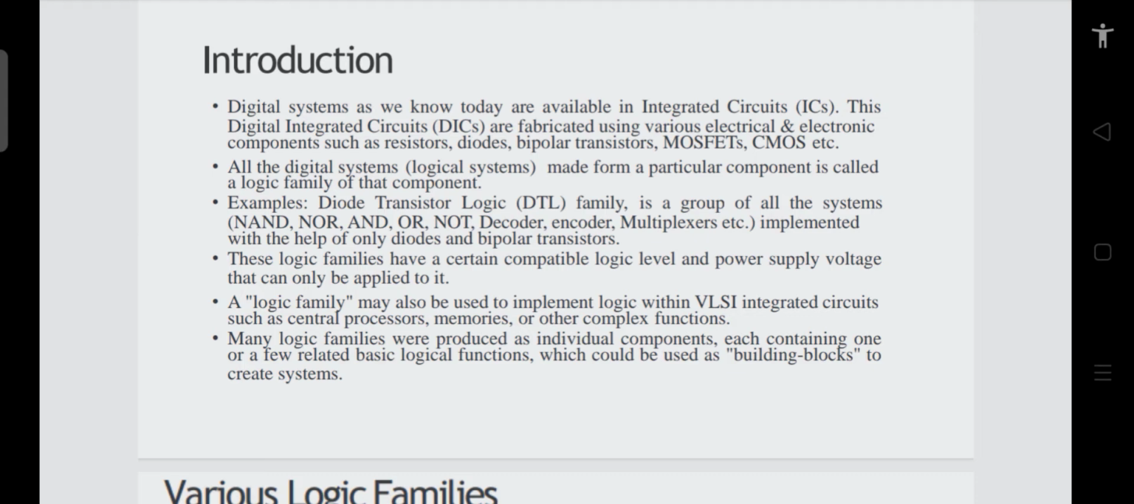These logic families have certain compatible logic levels and voltage levels, and the power supply voltage levels which should be applied to them. It is not like you take a logic family and apply any voltages to it. There are specified voltages, and only those voltages can be applied to that logic family. If you apply invalid voltages, either the logic family or that particular IC will not respond to your applied inputs, or it may burn out. Anything may happen. So we should limit ourselves to the defined range only.